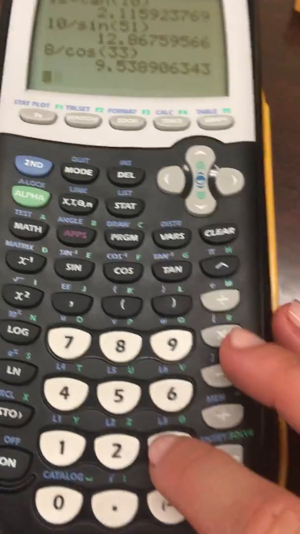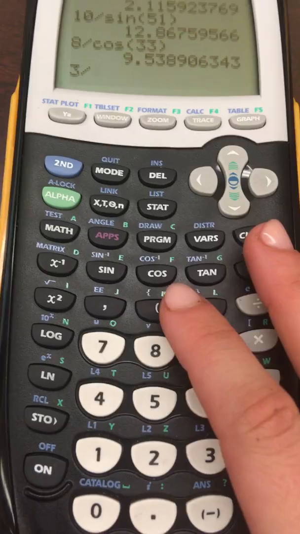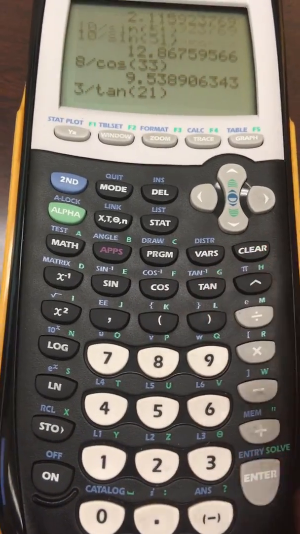So it's going to be 3 over tangent 21. Use your calculator again. 3 divided by tangent 21. And it's 7.82.